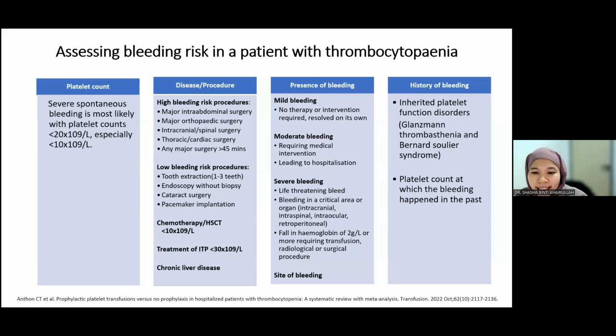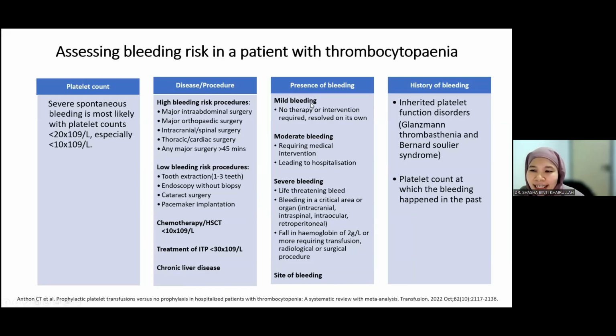For those with low bleeding risk, sometimes, actually in most cases, you can forego prophylactic platelet transfusion. Also, most commonly, patients who are undergoing chemotherapy or stem cell transplant in a hematology unit will be more concerned if the platelet is less than 10. And also patients with chronic liver disease, for example, are at an increased risk of bleeding.